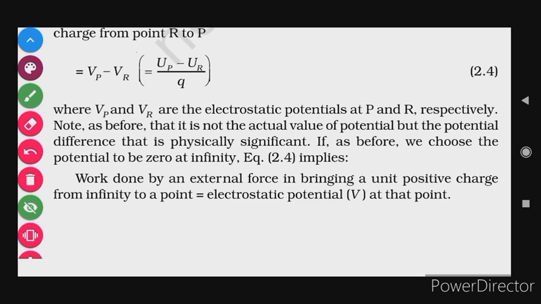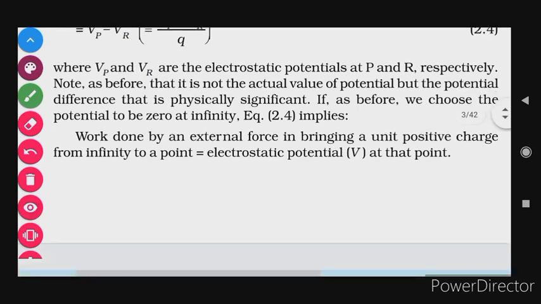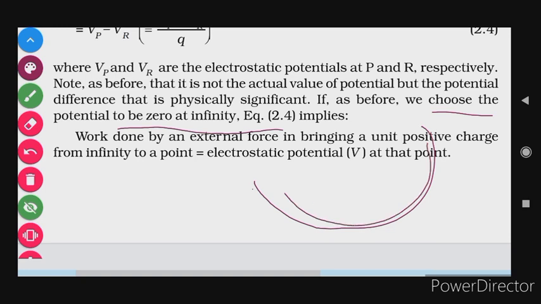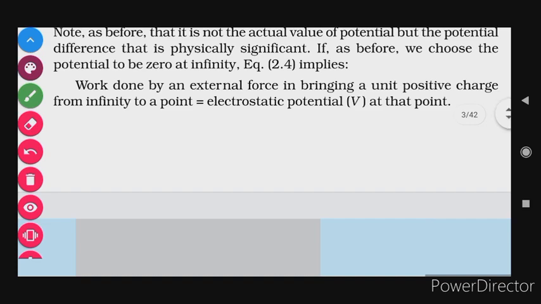Even when we talk about the potential of a point, we are saying that the other point is at infinity. As before, we choose the potential to be 0 at infinity. So this is the main thing you have to understand: when you are talking about the potential of a point, actually we are saying that the potential is the difference of that point with respect to infinity, where we have chosen the potential at infinity as 0. You are getting my point. So we'll move to the next paragraph.